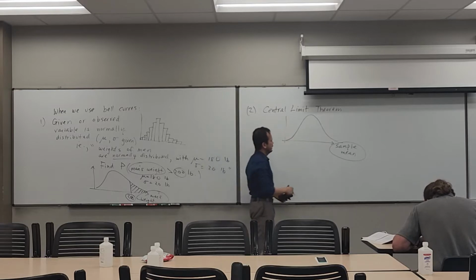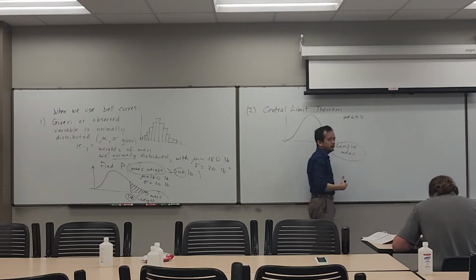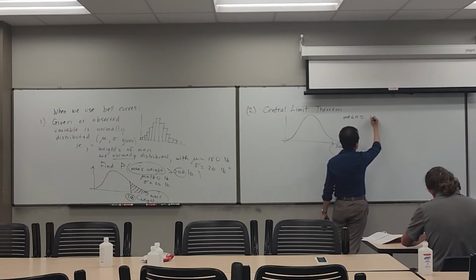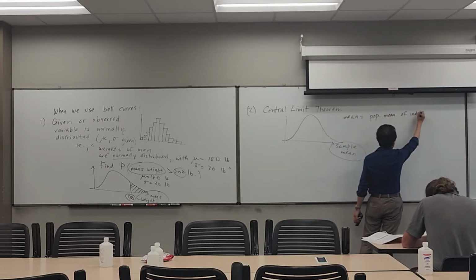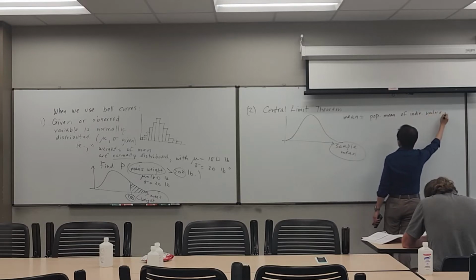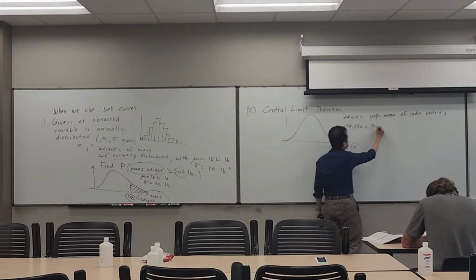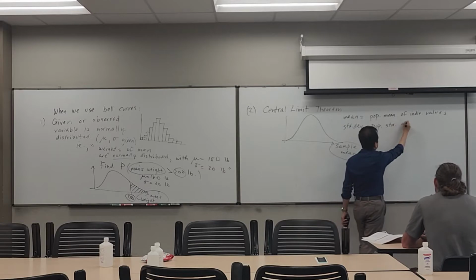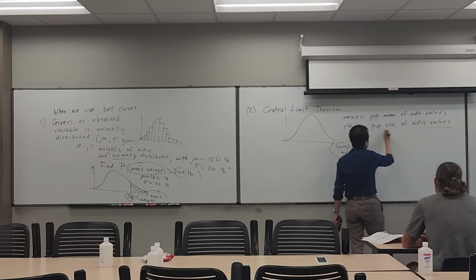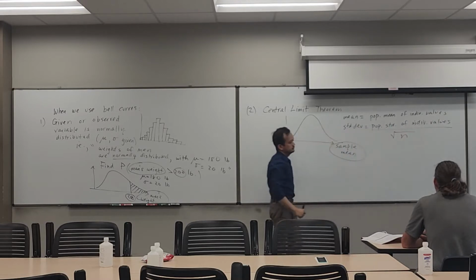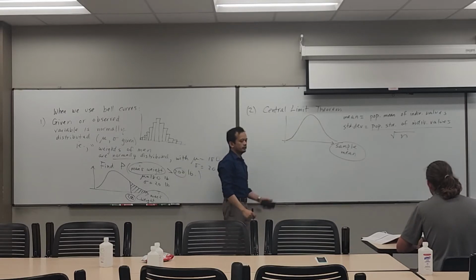And this is what the central limit theorem says: the distribution of sample means will end up being a bell curve, and the mean of this bell curve will equal the original population mean of individual values, and the standard deviation will equal the population standard deviation of individual values, but divided by the square root of the sample size. So this is what the central limit theorem says.